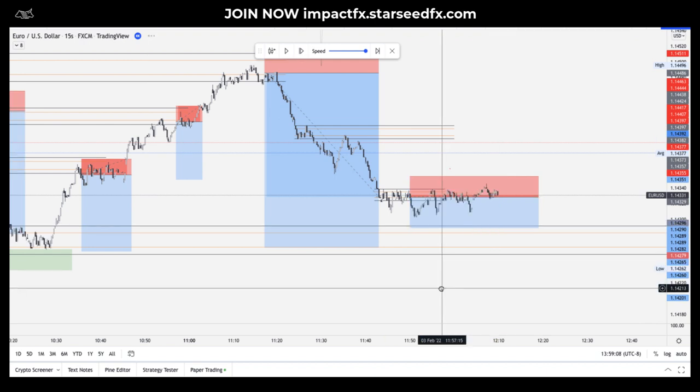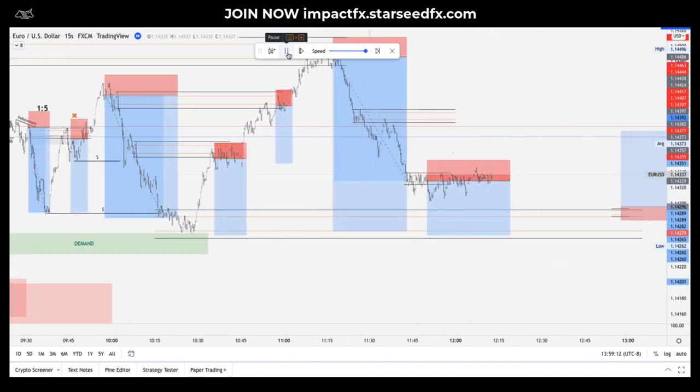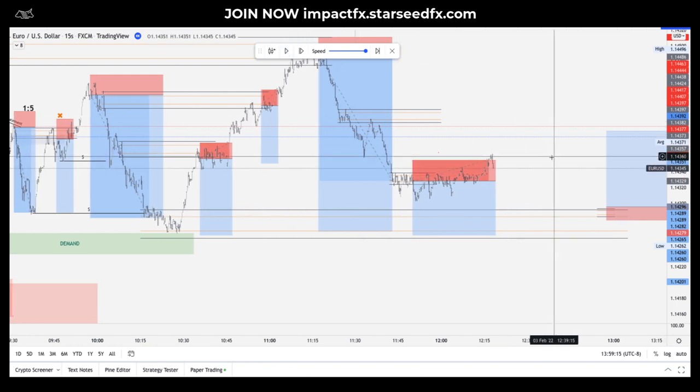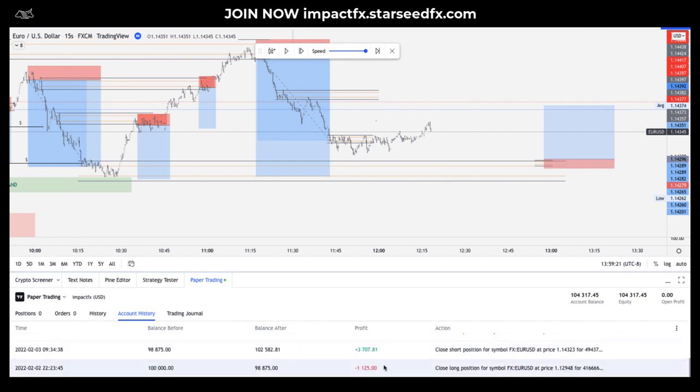I would have done something like that. And then again, I would be targeting the low. And this one I think did actually work out. No, that would have got taken out, but I didn't take that trade. This was my, you can see I can't scroll up anymore. That was my last trade. So I took one trade.